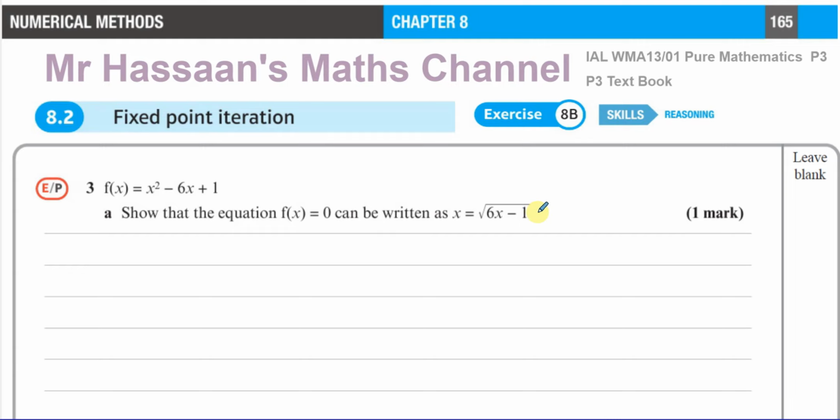This question is from chapter 8, which is all about numerical methods. Here we're talking about fixed point iteration. It is exercise 8B, question number 3, and I was requested to answer this question by one of the viewers.